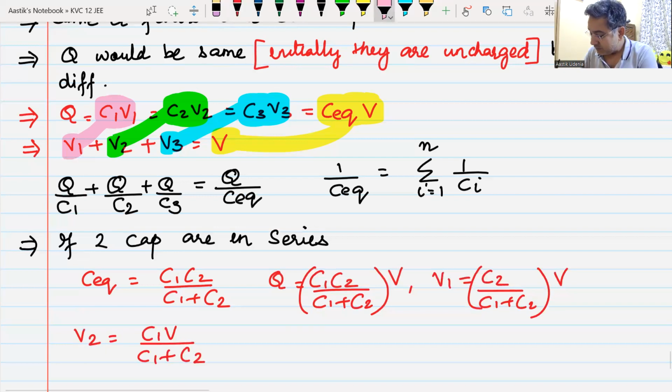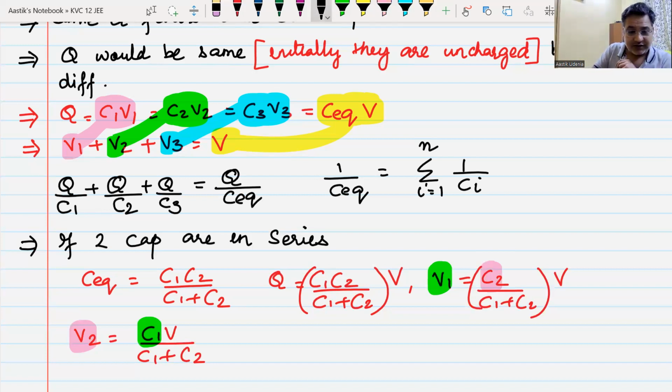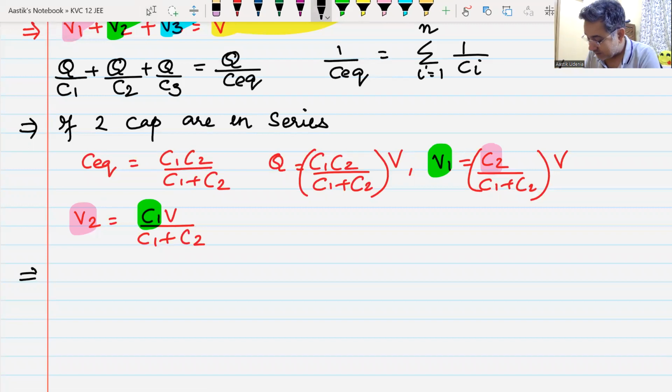So you can see voltage across C2 is proportional to C1, or voltage across C1 is proportional to C2. Do we see this? So I can say, in case of series combination, whenever you have series combination, the potential across each capacitor will be in the ratio inversely proportional to C. We understand this? Yes, sir. Okay.